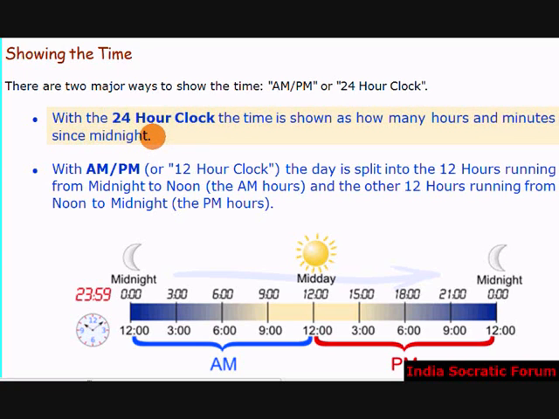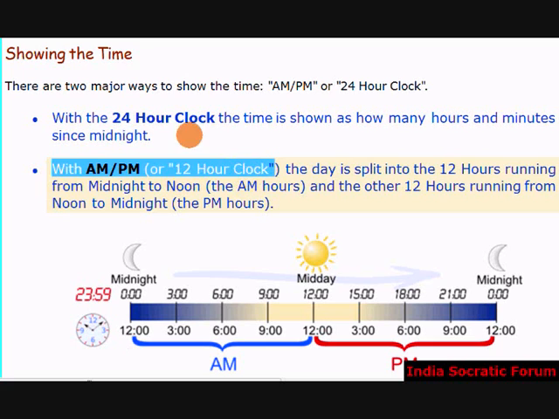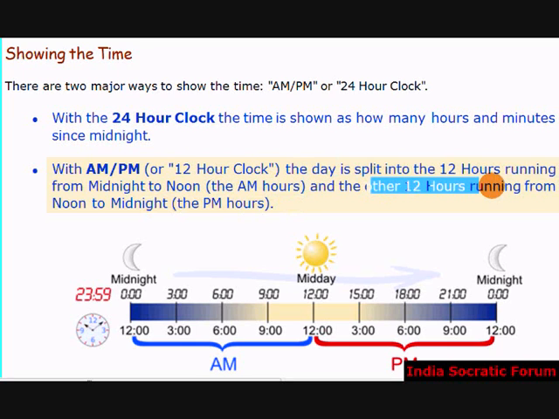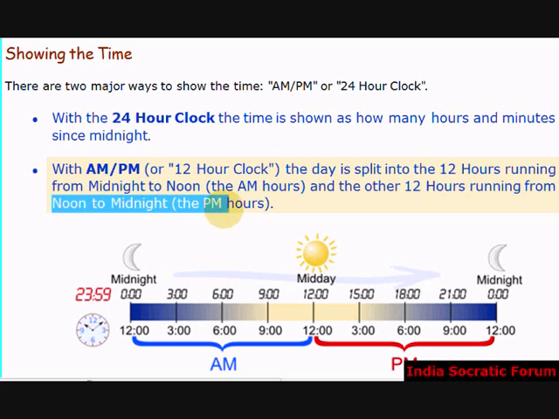Midnight is 00 hour, or 12 AM. With AM, PM, we make it 12. 24 is the total hours. We call 12 hours AM, the other 12 PM. The day is split into 12 hours running from midnight to noon. They are called AM hours. And the other 12 hours running from noon to midnight are PM hours.